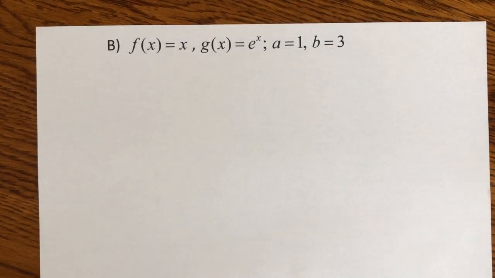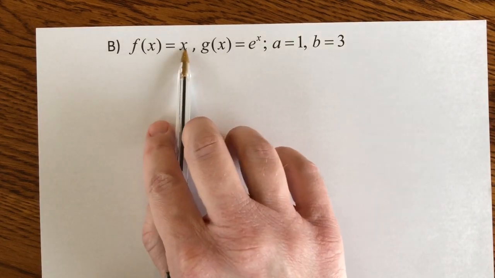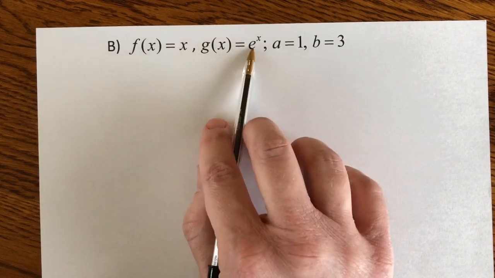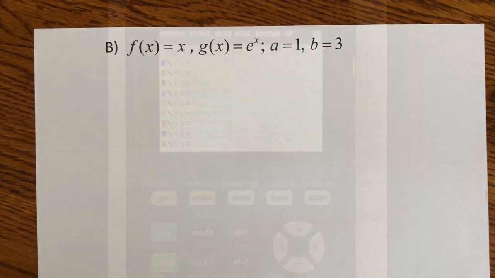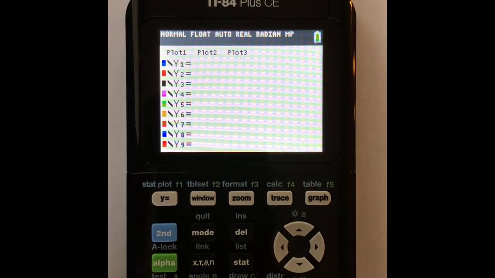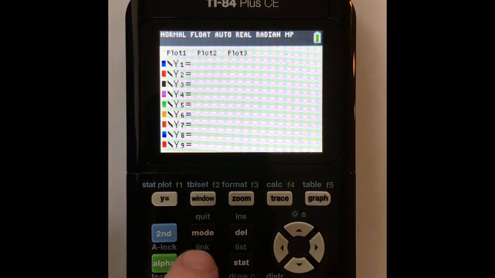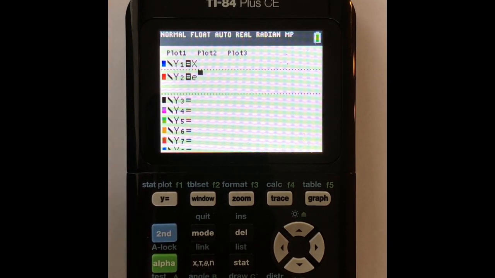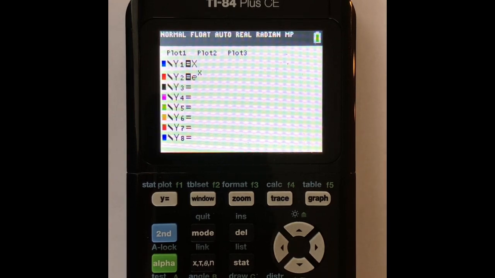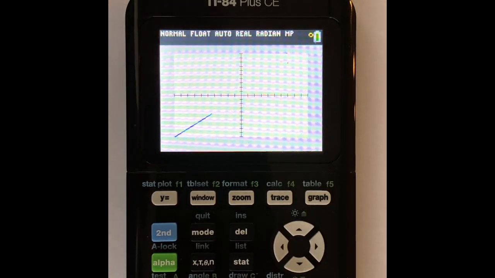All right, example 2B, same directions as we just saw in example 2A. What we have to do first is determine which of these graphs is above the other. So we'll go ahead and do that using our calculator. Our first function was just f of x equals x, and our second function was g of x equals e to the x. So let's see what those look like graphically.